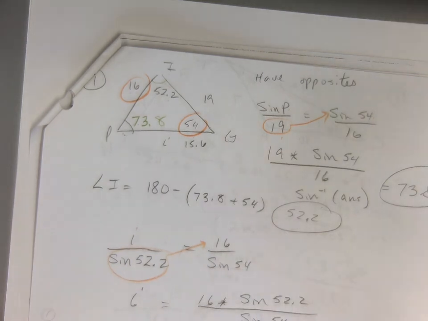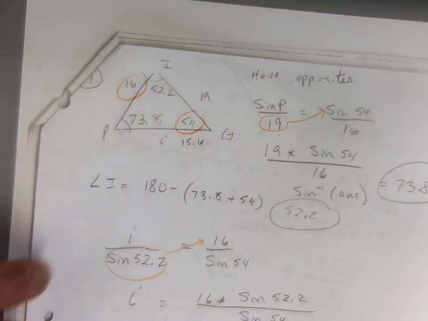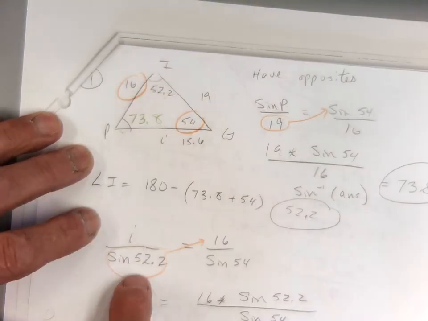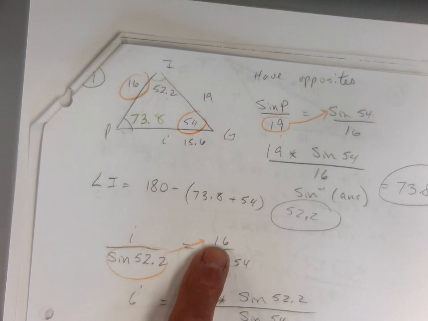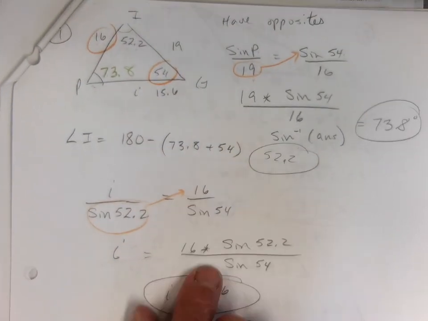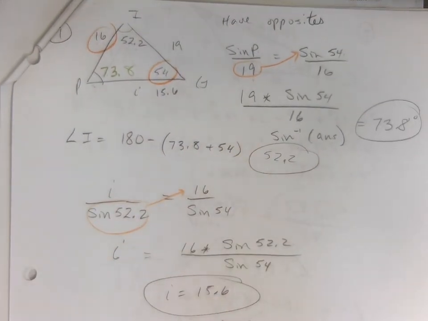52.1, okay? If I wanted side I, I just set up again opposites, so I've got I over sine of 52 equals my 16 over sine of 54. I multiplied up the sine of 52, and then I wound up getting an answer of about 15.6.